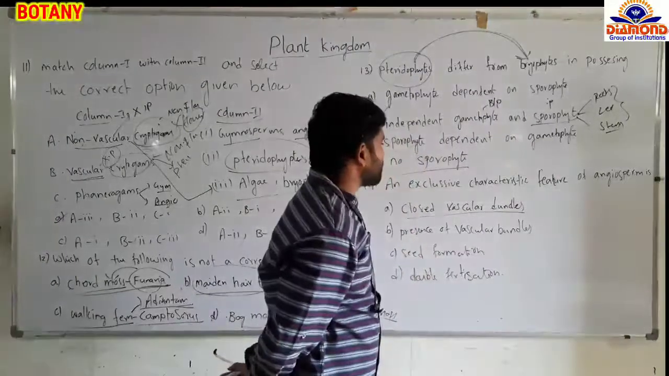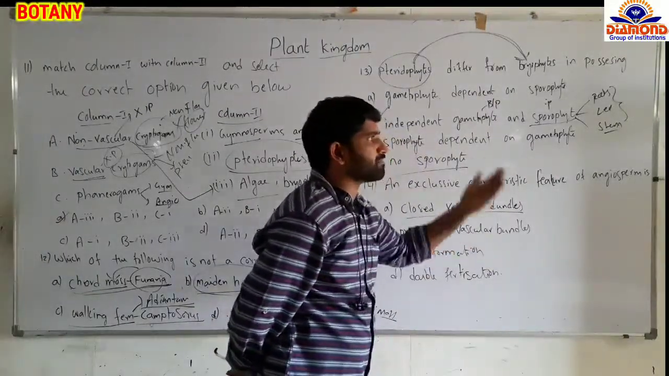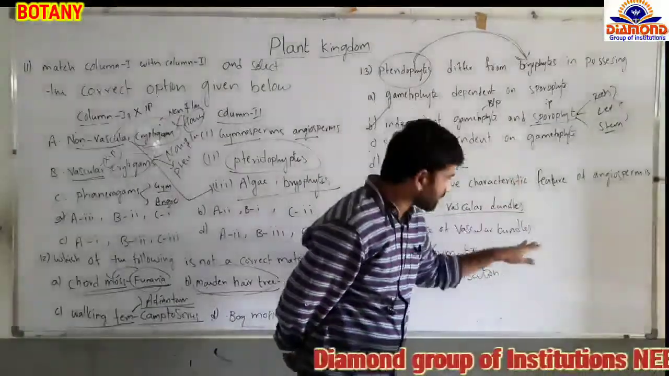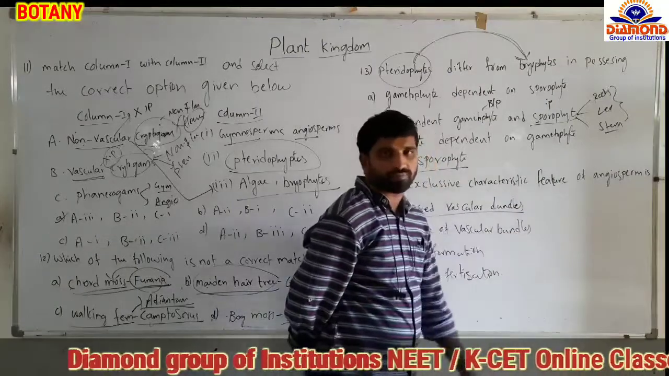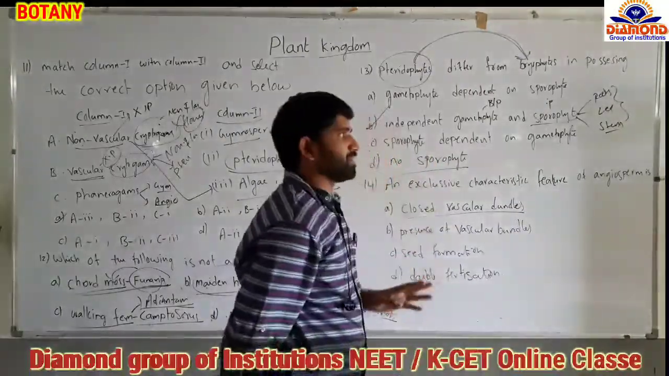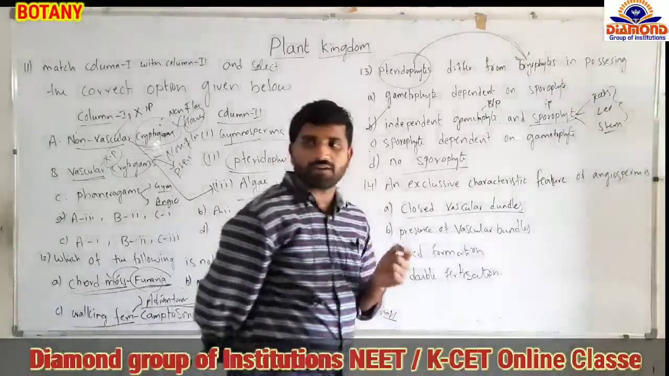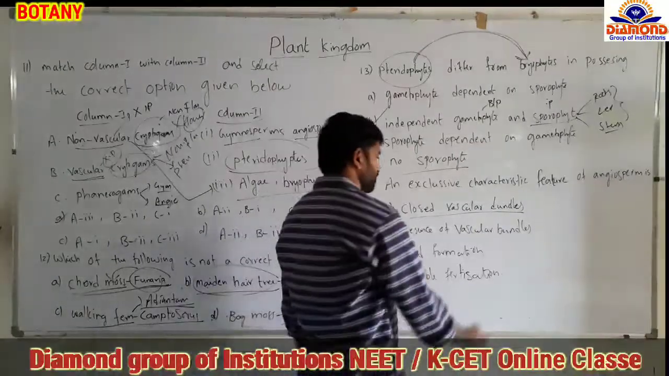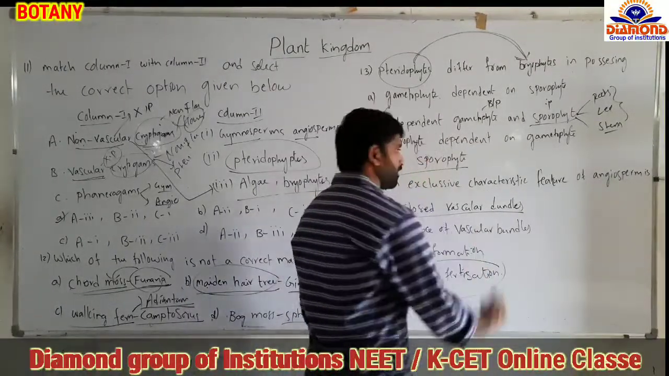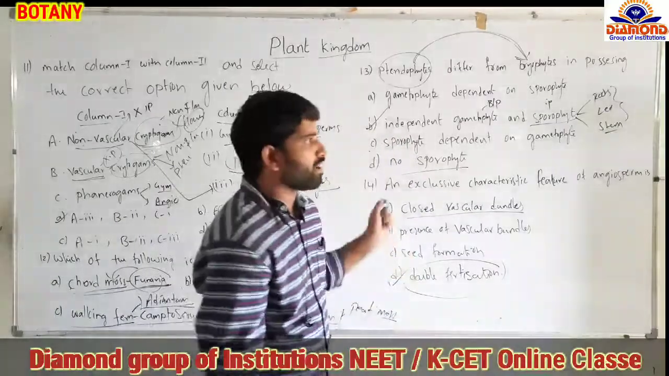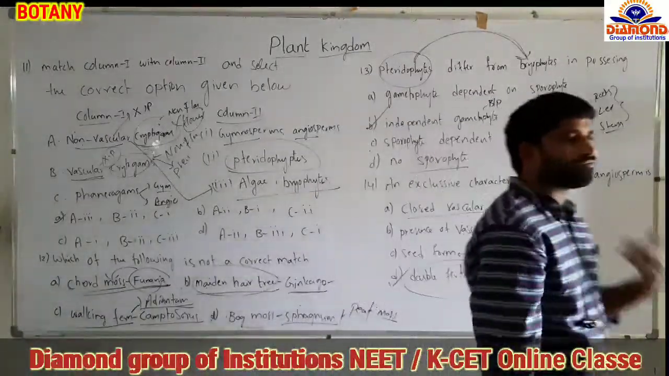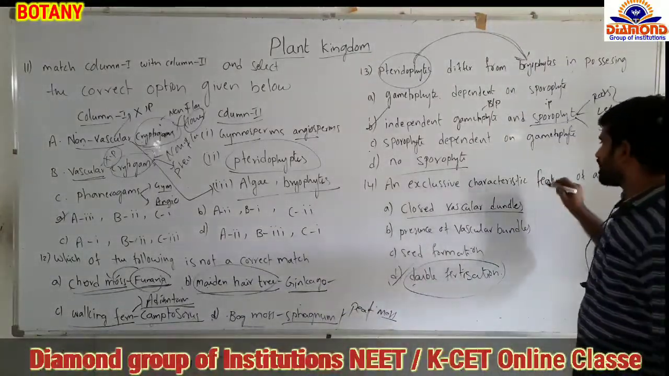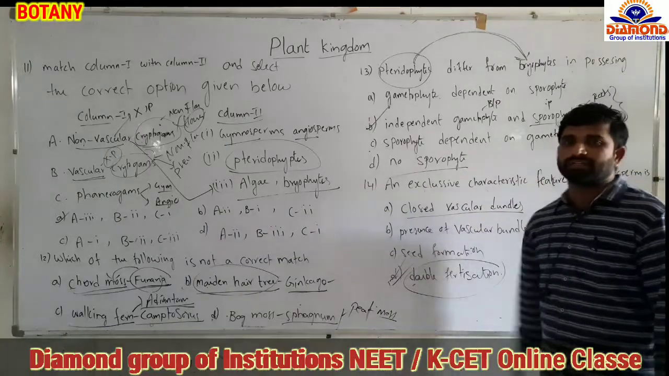And option B: presence of vascular bundles. Vascular bundles mean vascular tissues. Based upon the presence of vascular bundles, we cannot consider it an exact character of angiosperms. Seed formation is also not an exact character of angiosperms, because gymnosperms can also produce seeds. And the last one is double fertilization. Only angiosperm plants show double fertilization, triple fusion. The remaining plants, such as bryophytes, pteridophytes and gymnosperms, cannot perform double fertilization. So the exclusive characteristic feature of angiosperms is double fertilization, option D.